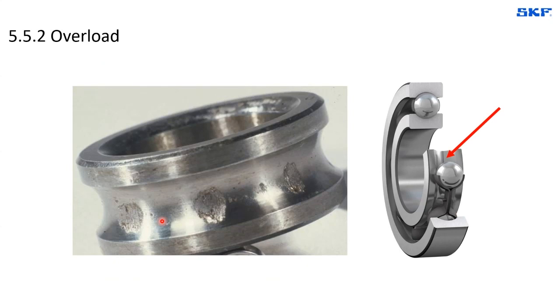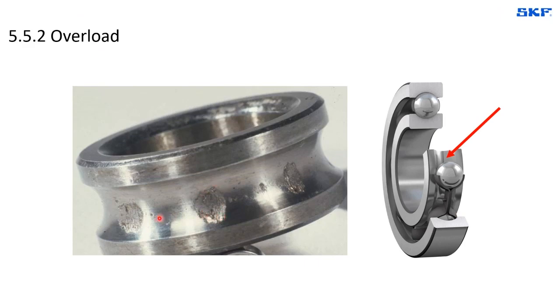Overload in this example is generated because of maybe a mounting problem. The distinguishing feature here, even though there is material that has already been removed, so because of the amount of spalling, we have lost part of the evidence.